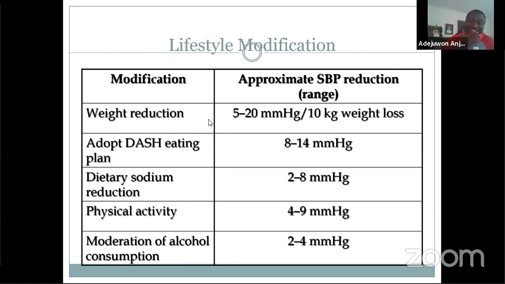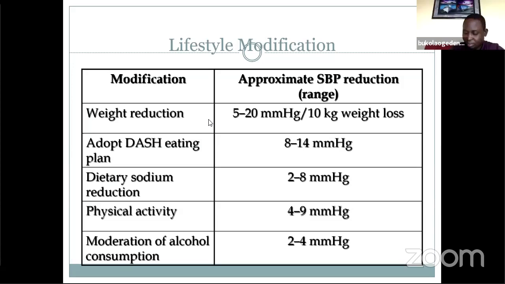So my question, and Jimmy or Yinka, you guys can help me with this. I would say weight reduction, that has to do with BMI, right? Yes. Do you want to unmute Dr. Najimi?